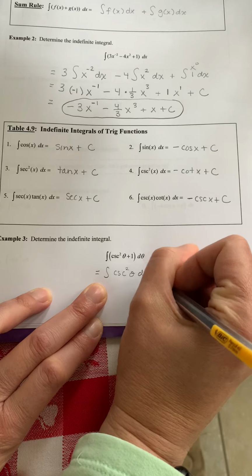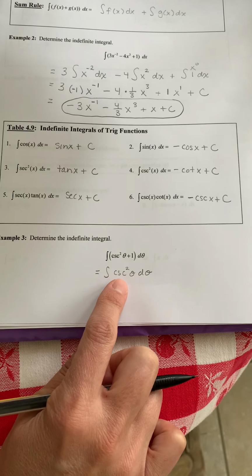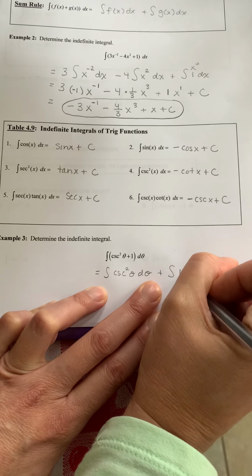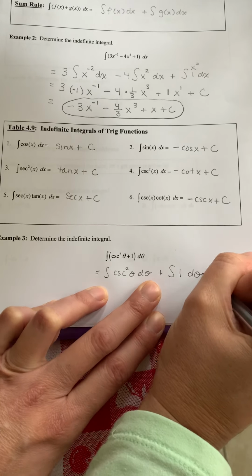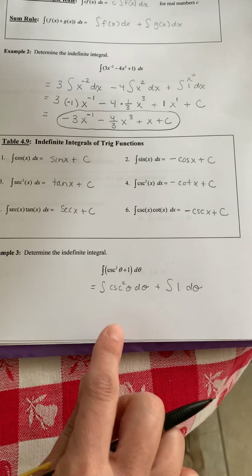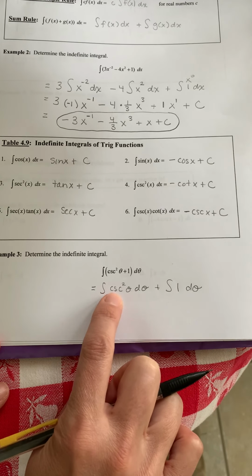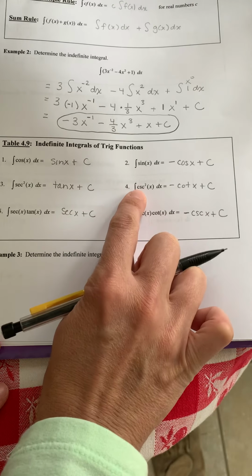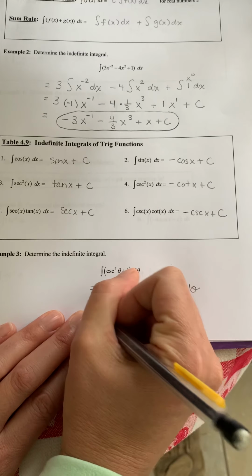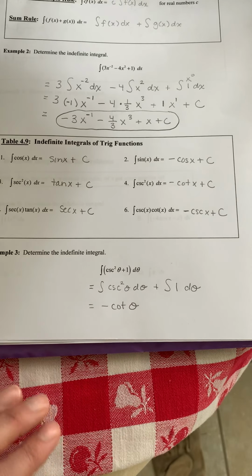So I'm going to find the antiderivative of cosecant squared theta d theta, and then plus 1 d theta. If I look at my box, I try to see where I have a place where I'm trying to find the antiderivative of the cosecant squared, and I see that right here. So my answer is going to be negative cotangent of theta for that part.